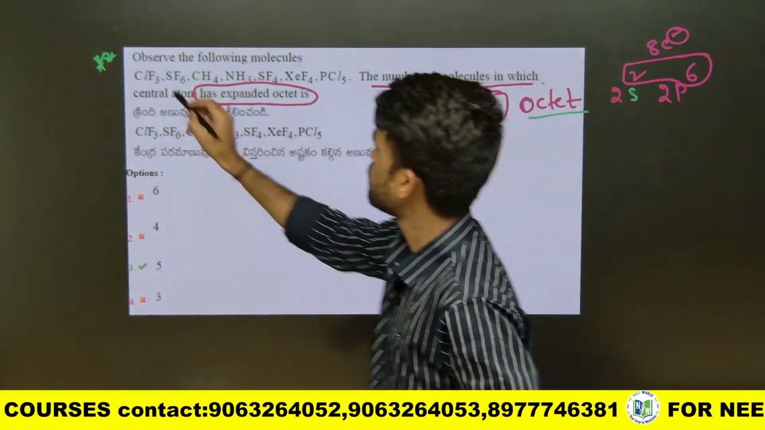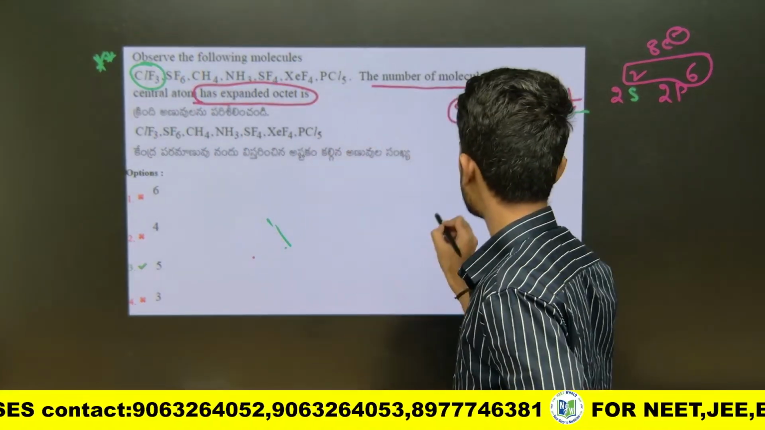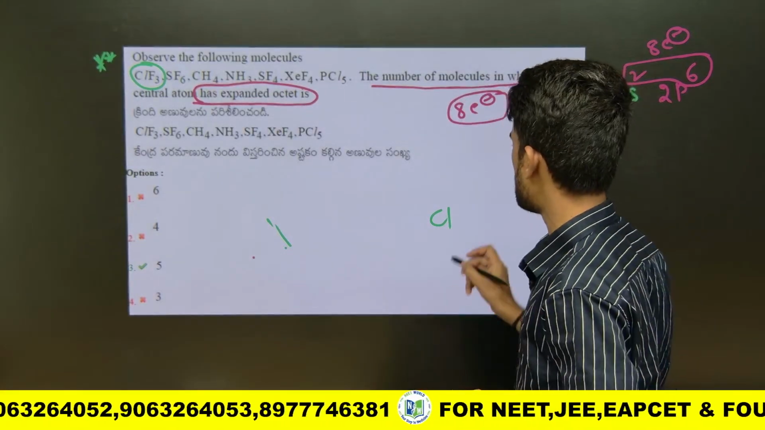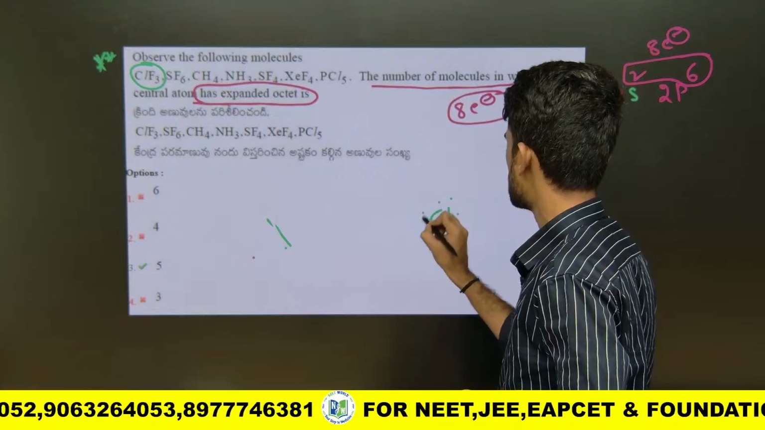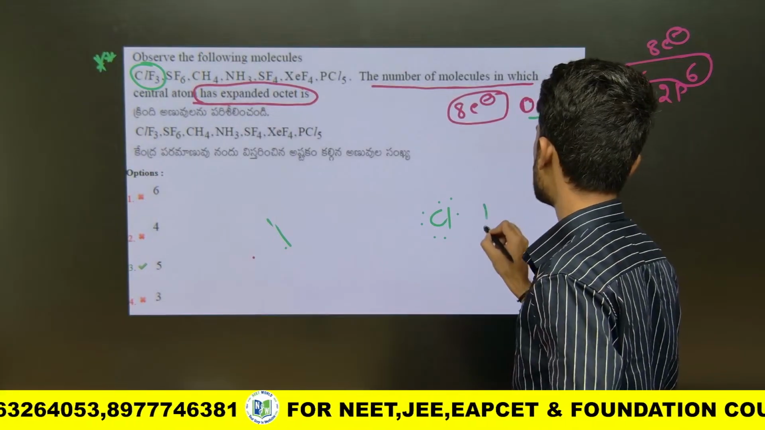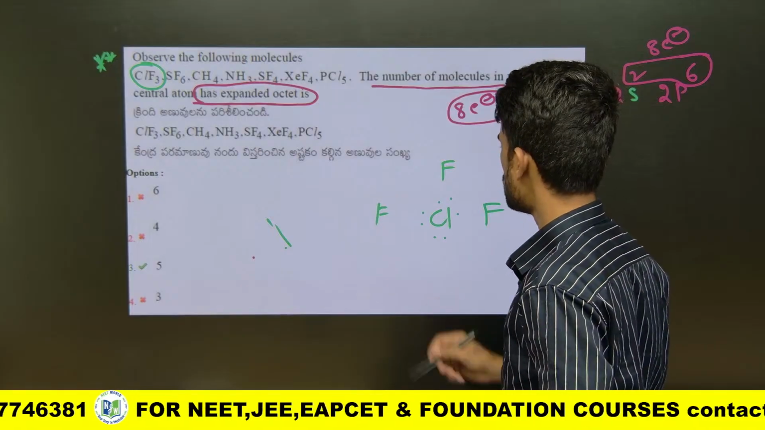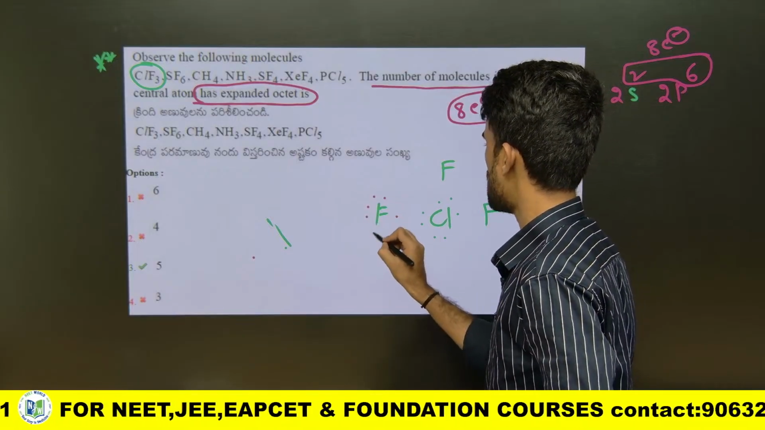Now see here we have ClF3. ClF3 means Cl. How many valence electrons are there with the chlorine here? It will be having 7 valence electrons. Like this, and around that there are fluorines. Each fluorine also contains 7 valence electrons.